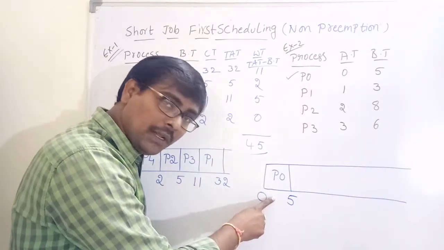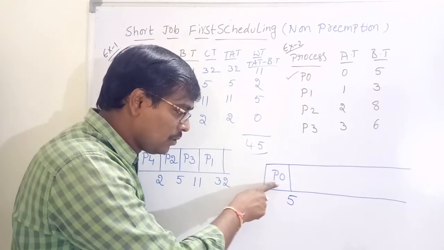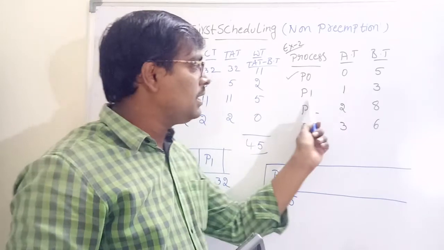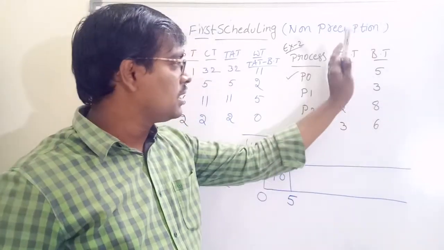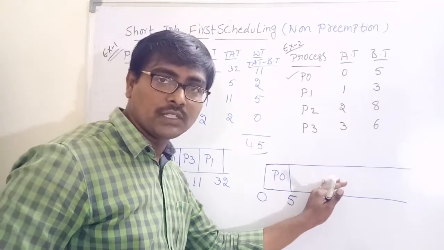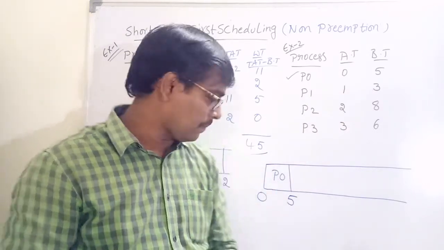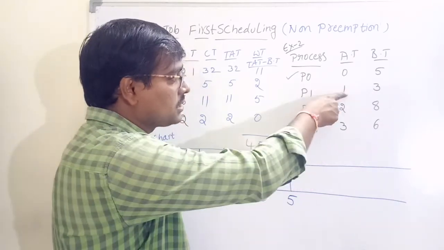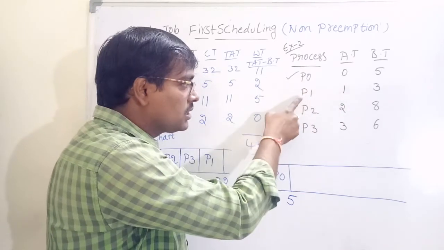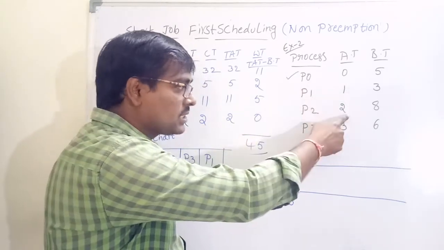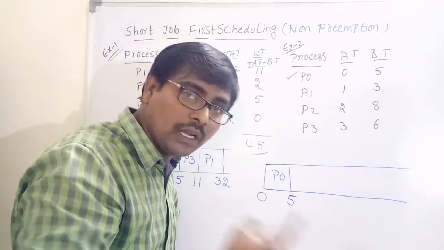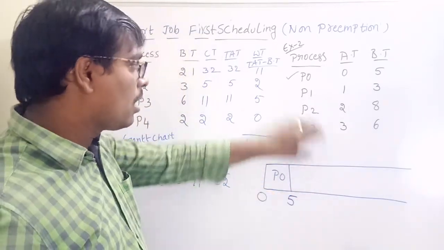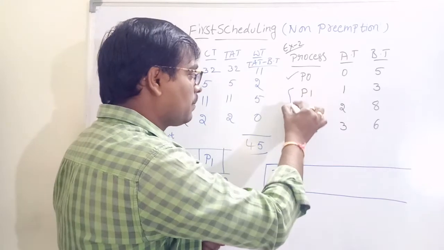See, after completion of 1 millisecond, suppose CPU executes process P0 by 1 millisecond. At the same time, P1 is entered into the ready queue. That means the entering into the ready queue and the execution of CPU are all done parallelly. How much time is completed? 5 milliseconds. Within these 5 milliseconds, at the first millisecond, process P1 is entered into the ready queue. At the second millisecond, P2 is also entered. At the third millisecond, P3 is also entered. That means now all three processes are available.